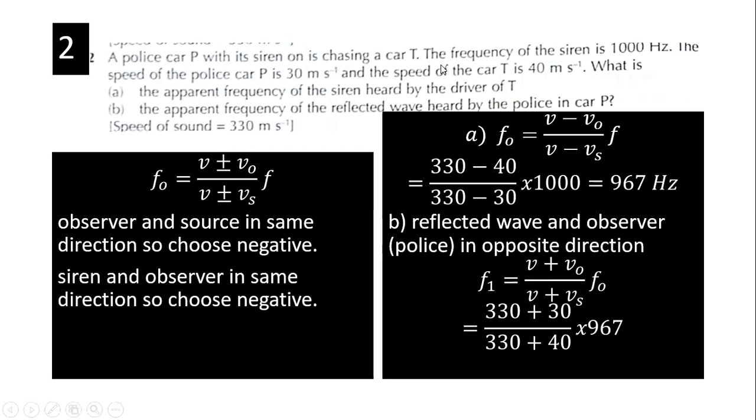Speed of car. The observer is now the police car, and then the wave source is moving. Remember that you have to readjust your mind. That's why the 40 is now on the bottom there, because the reflected source is now moving. This is the source.